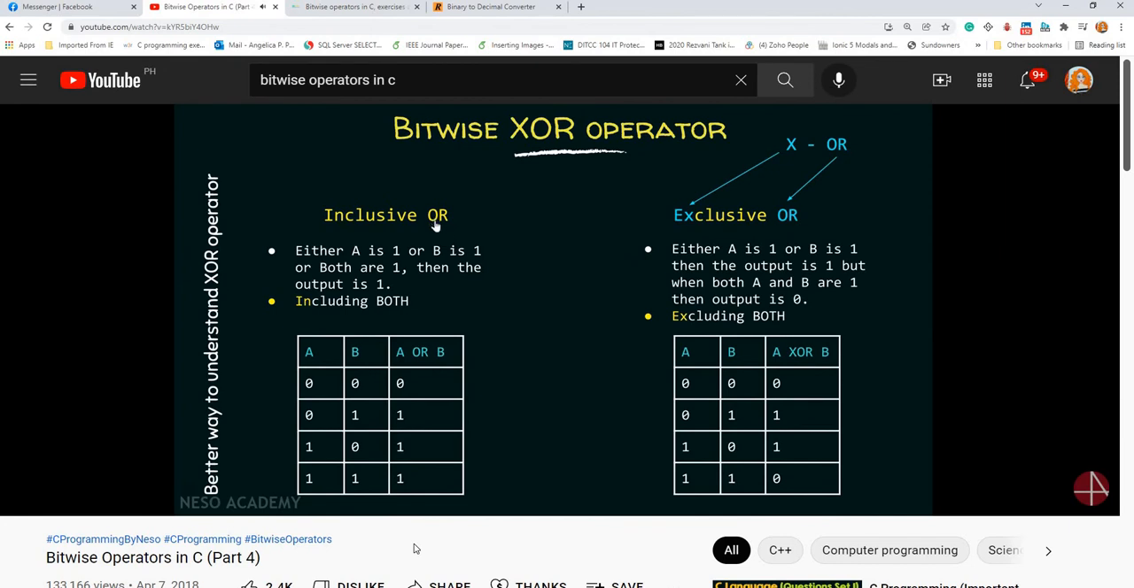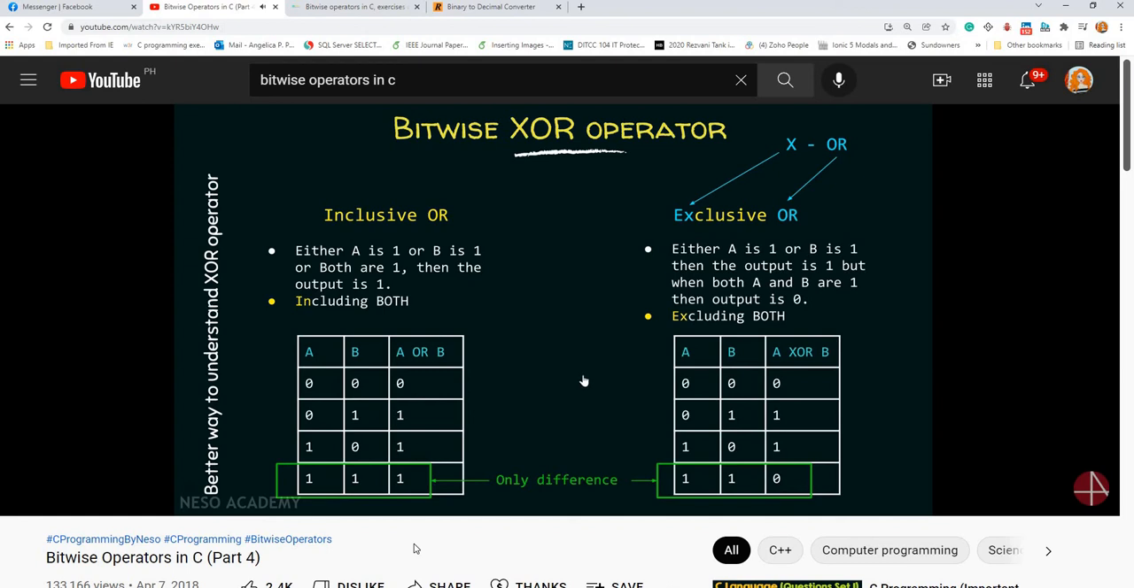Now let's try to understand the concept of exclusive OR operator. Here in this case, when either A is 1 or B is 1, then the output is 1. There is no problem. But when both A and B are 1, then the output is 0. Please note down this point. That is why it is called exclusive OR operator, because it is excluding the both combination. That is, when both bits are 1, then the output is 0 and not 1. Now this operator is called inclusive OR operator because it is including the both combination. That is, when both bits are 1, then the output is 1. This is the only difference we need to note down. Apart from that, XOR gets its name from exclusive OR, taking X from here and OR from here.